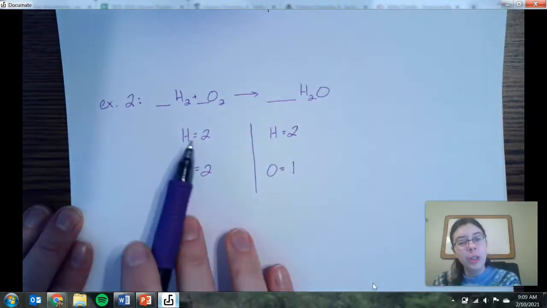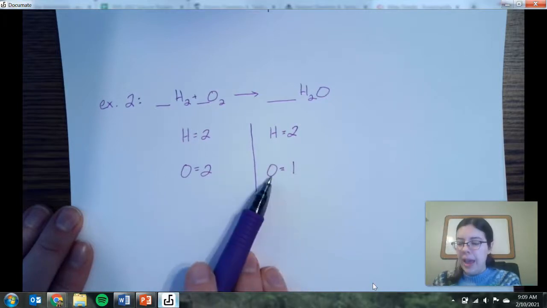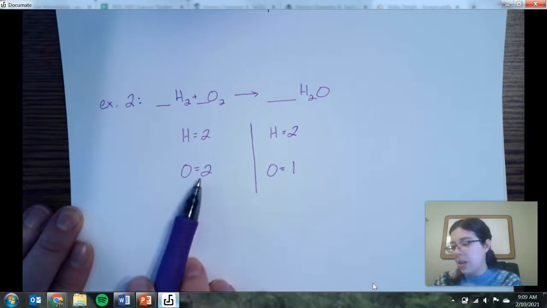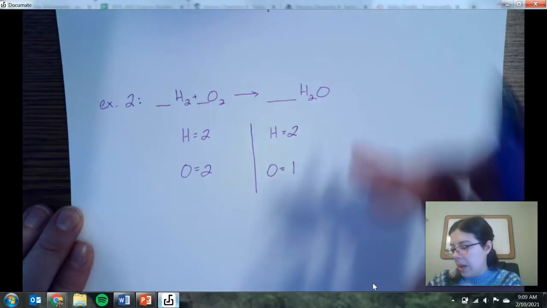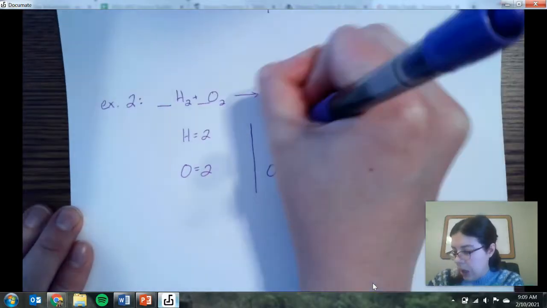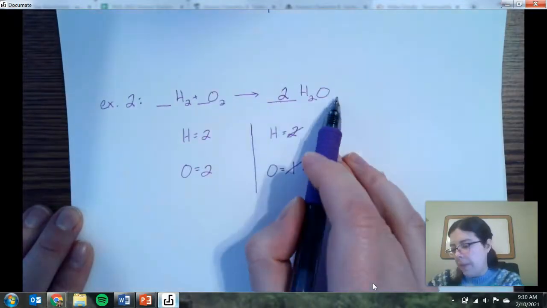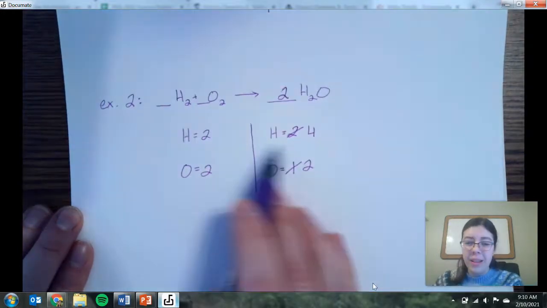Okay, so here my hydrogen is balanced, but my oxygen is not. And I can't make these numbers any smaller. I can only make them larger. So instead of having 2 oxygen on the left, I'm going to get this to 2 on the right as well. So in order to get to 2, put a 2 there, but notice this coefficient applies to both the hydrogen and the oxygen. So now my oxygen is balanced, but my hydrogen is not balanced.